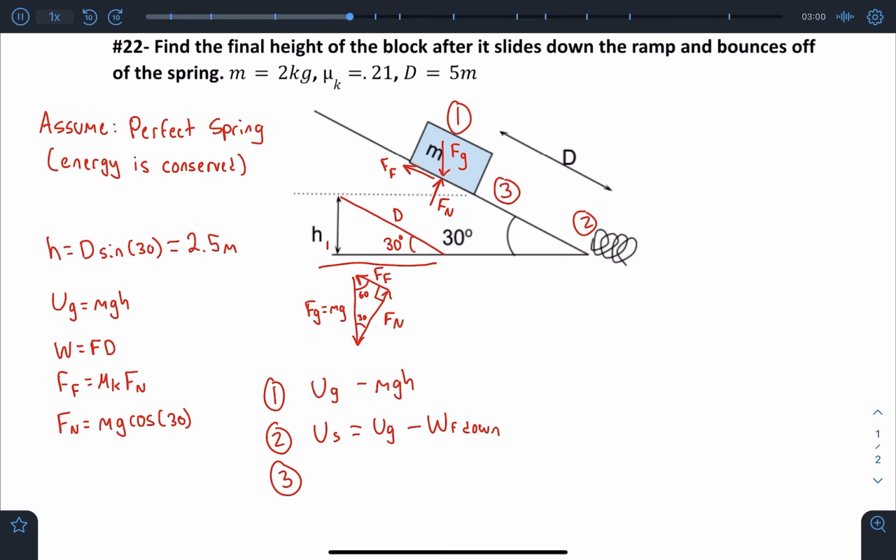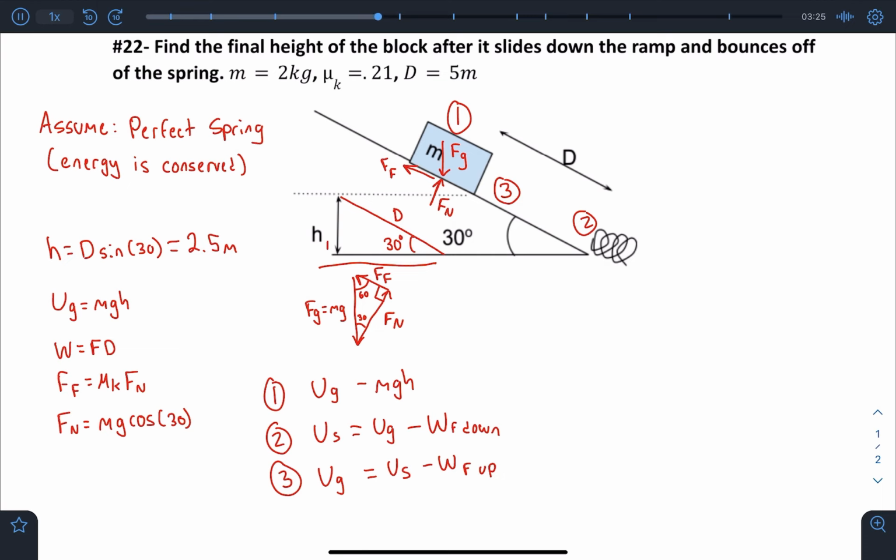And finally, we've got the potential energy at the top of the rebound. So we're going to have that potential energy due to gravity at the top of the rebound, which we can call the final potential energy due to gravity. And that's going to be equal to the energy that was put back into the block from the spring minus whatever work was done due to friction on the way up.